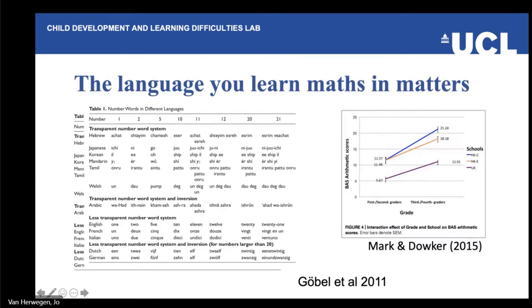And what you can see here is that although at the beginning of the school system, so first and second graders, there wasn't any difference between pupils learning in Hong Kong in Chinese and English. But when they were in the third or fourth grade, you can see that there's already a difference appearing. And as you can see, the English children are trailing behind. So this is kind of the difference in education system. And here's the difference in the language system. So the language in which you learn maths matters.